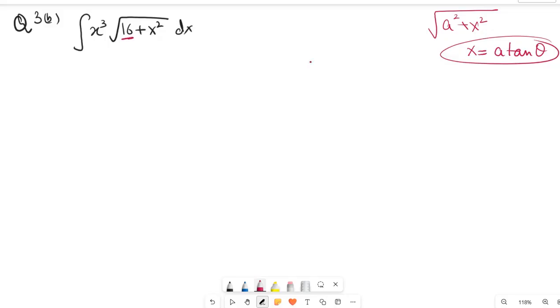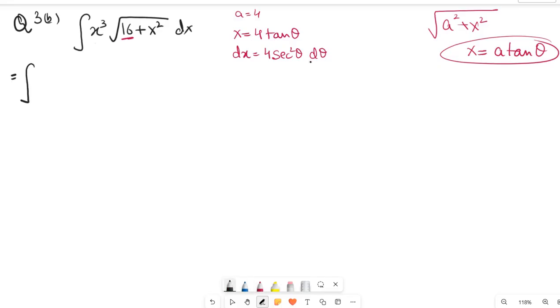Here, a squared is 16, so a is 4. Our substitution will be 4 tangent theta. Dx, differentiating, will be 4 secant square theta d theta. Let's put it in our substitution.